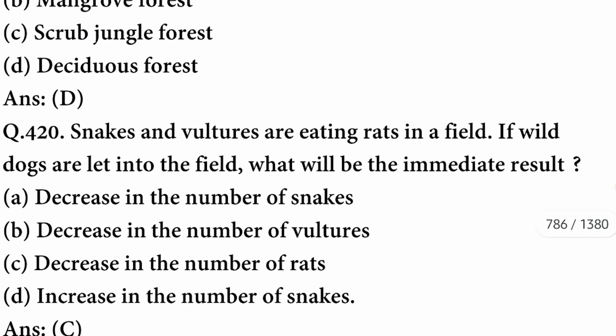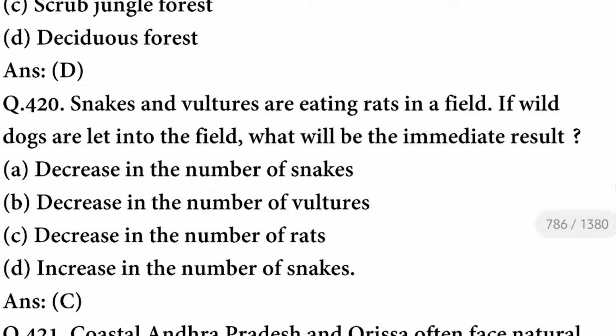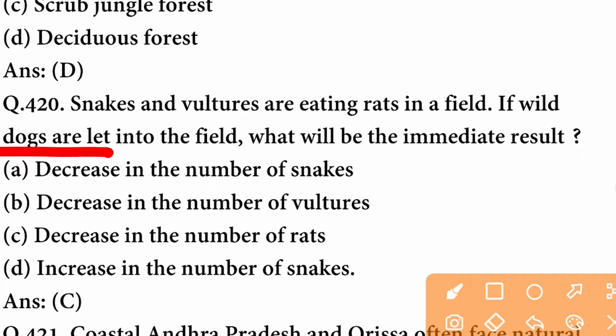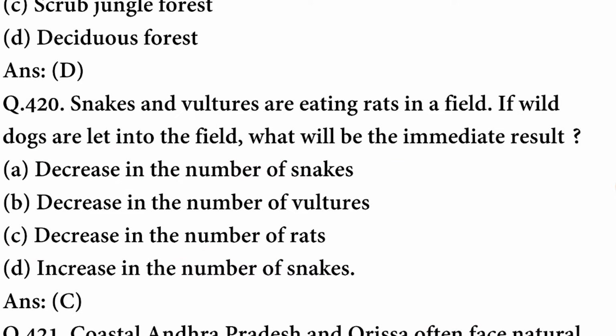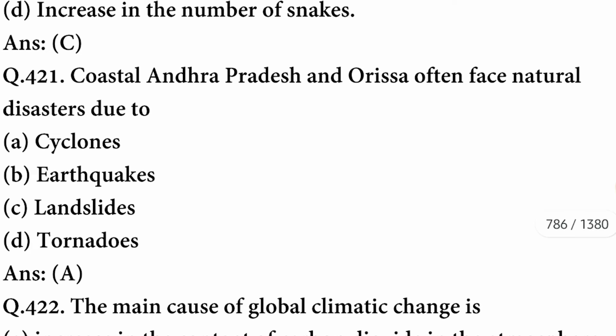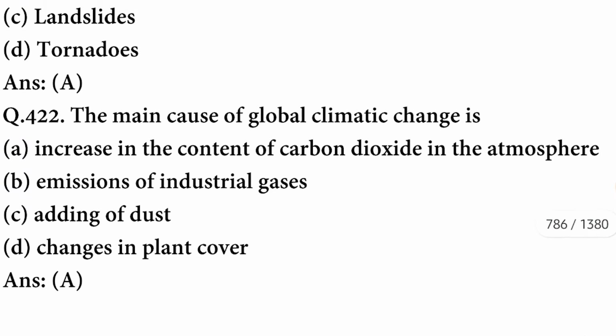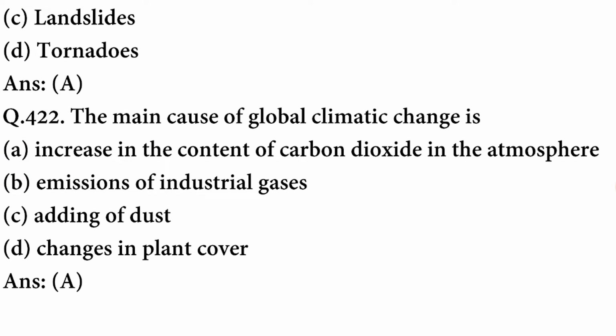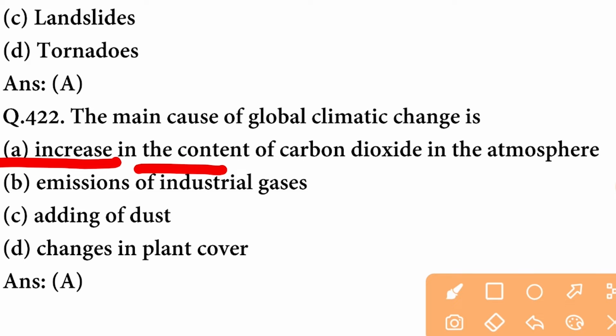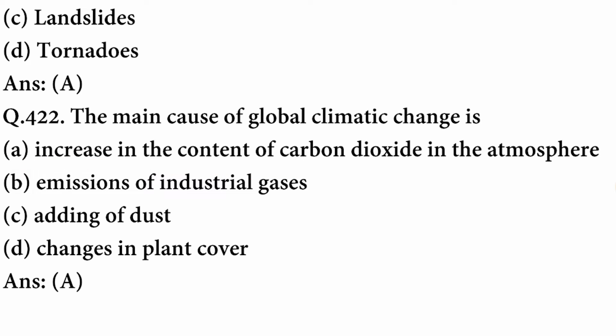D option is correct. Snakes and vultures are eating rats in a field. If wild dogs are let into the field, what will be the immediate result? The result will be a decrease in the number of rats. C option is correct. Coastal Andhra Pradesh and Odisha often face natural disasters due to cyclones. The main cause of global climatic change is increase in the content of carbon dioxide in the atmosphere.